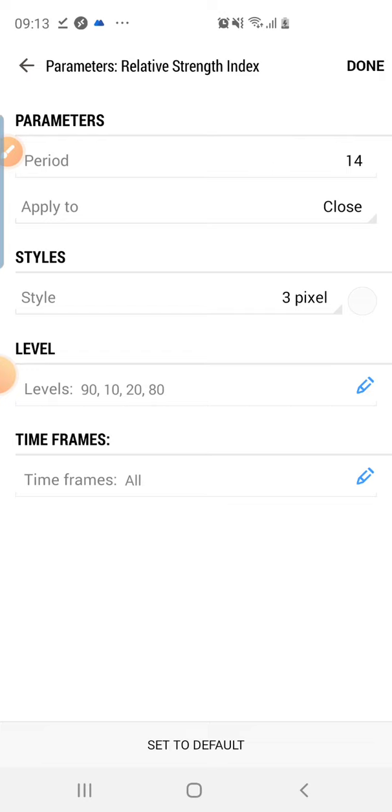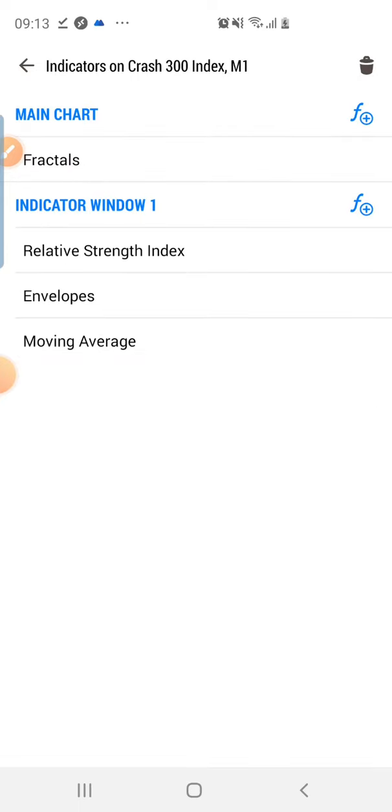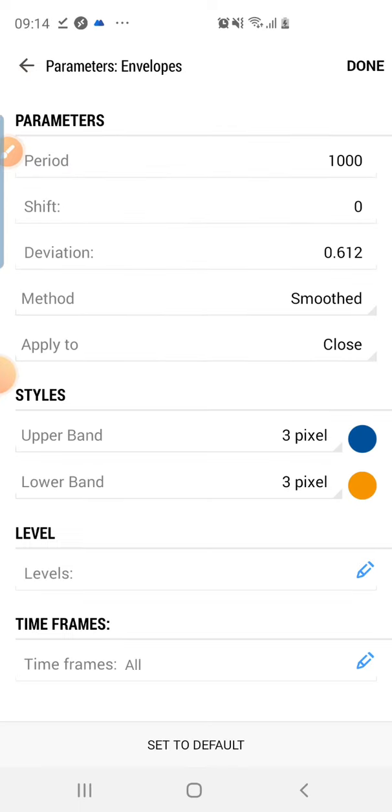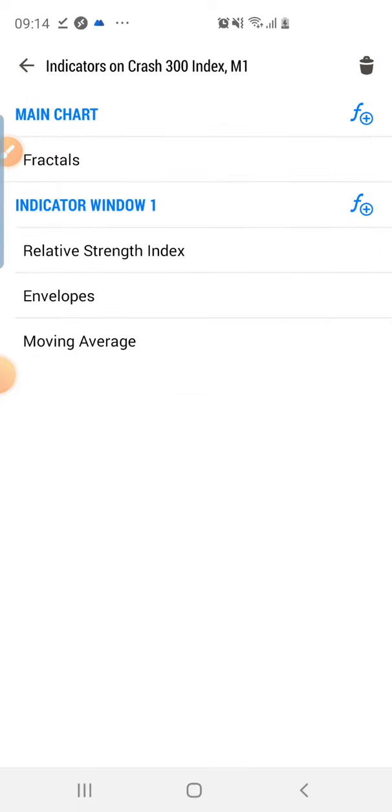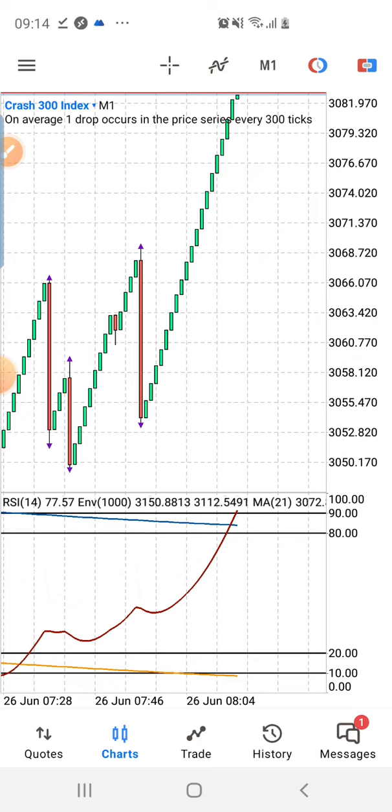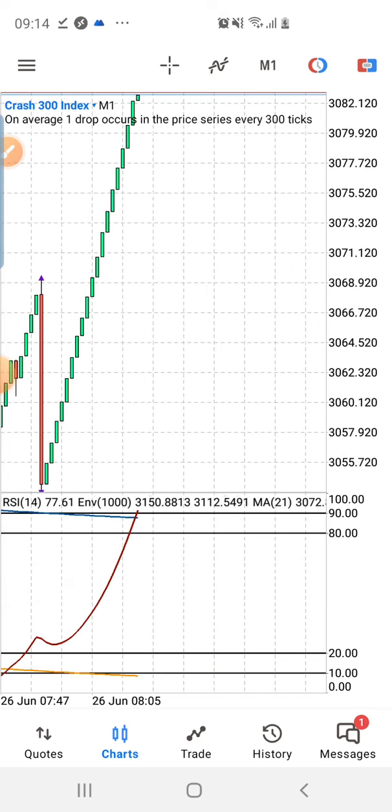I don't want to waste time on this video. Then envelopes, you can see the setup, screenshot and set it yourself. It's very simple to do. Then you have the moving average, which is the last thing. Also, you can take a screenshot and set it up yourself. So this is basically how to set it up and how to take it. Just wait for the price to converge at oversold if you are buying, at overbought if you are selling.